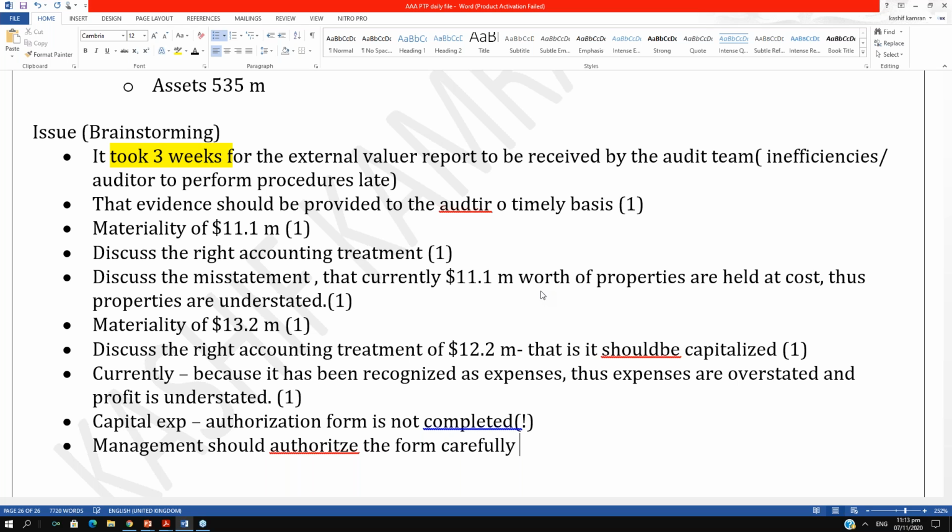But I hope you're getting the track of the answer. I hope you're getting to know what you need to do for 15 marks. When you're reading the case, obviously there will be a problem. Problem like it took 3 weeks for the evidence to be available. Problem like the wrong accounting treatments. Problem like that you treated the capital expenditure as an operating expense, and so on and so forth. So if you look at the bullets, so far we got so many marks, right? 1, 2, 3, 4, 5, 6, 7, 8, 9, 10. We almost got 10 marks out of 15.